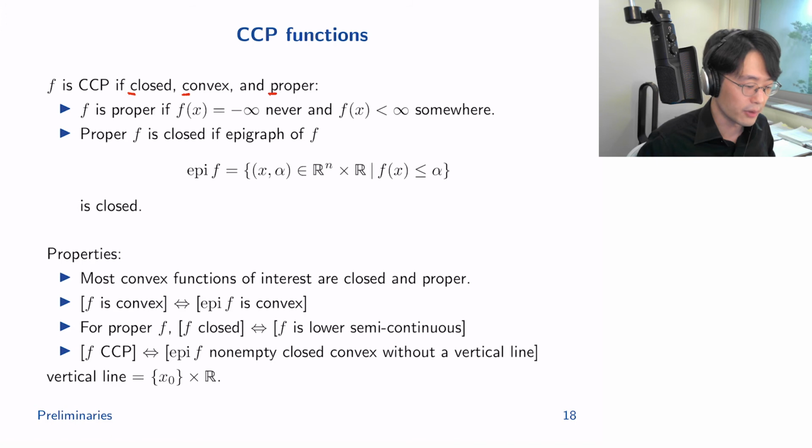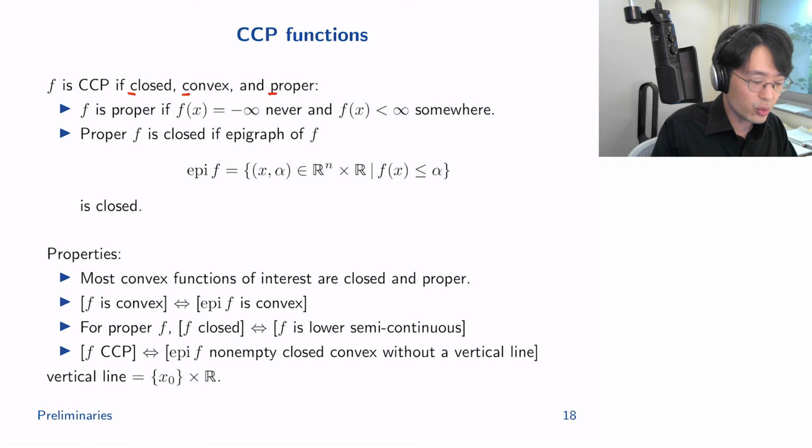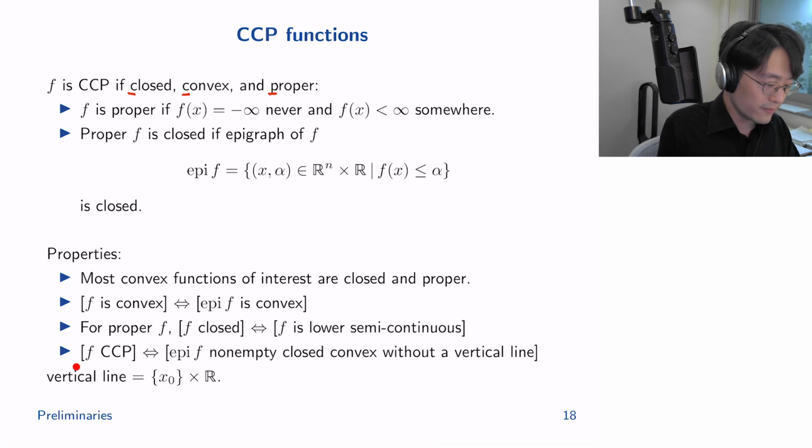If a function is proper, then f being closed is equivalent to the function being lower semi-continuous. Lower semi-continuous is a property more commonly used in the broader mathematics community, so some people might be more familiar saying lower semi-continuity. Although closedness is a much shorter, more concise word, so I prefer the word closed. In any case, I'll usually just say CCP to assume the three conditions at once. A function f is CCP if and only if the epigraph is a non-empty closed convex set without a vertical line.